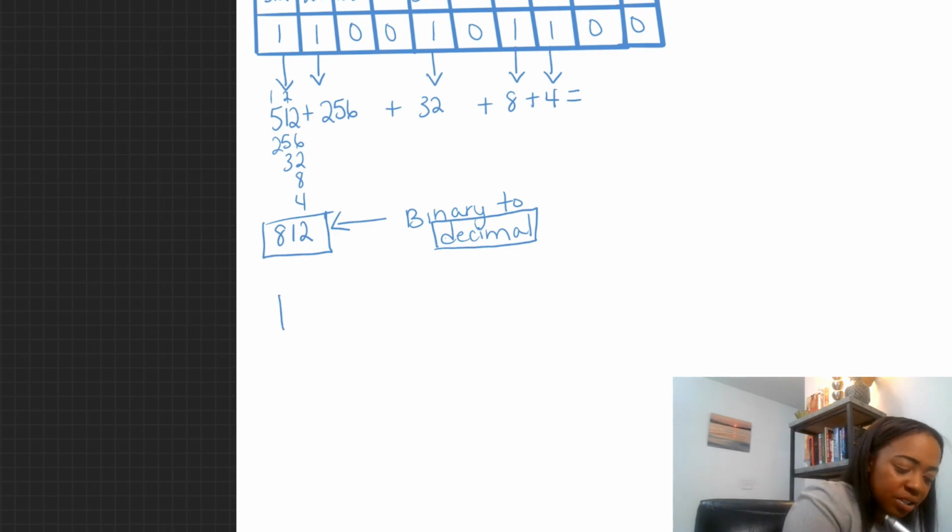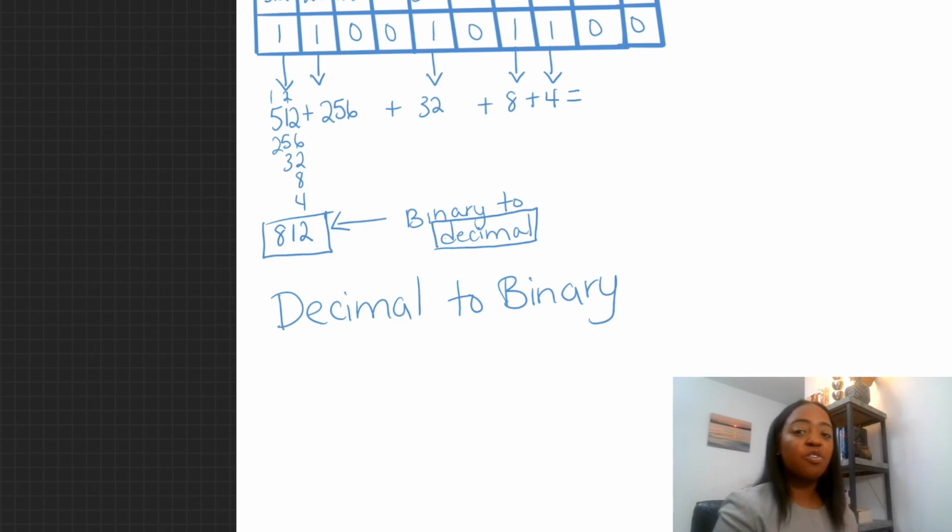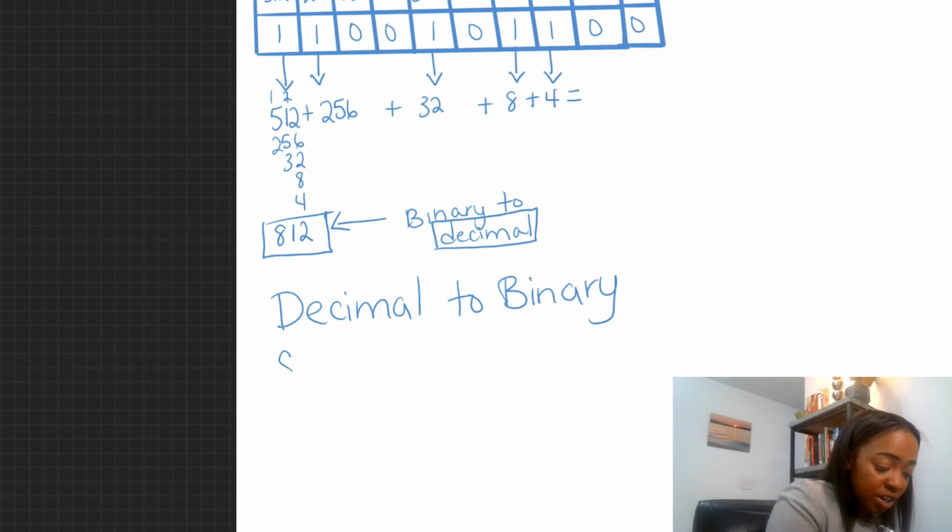Decimal to binary is a bit different. For decimal to binary, we're going to take 812 and divide it by 2. Every time we divide by 2 and there's a number left over, we're going to keep the remainder. If there is no remainder once it's divided by 2, we're going to say that it's 0. So 812 divided by 2 is equal to 406, with a remainder of 0.